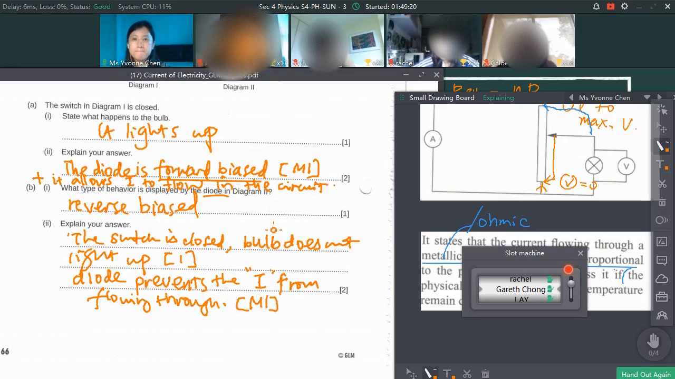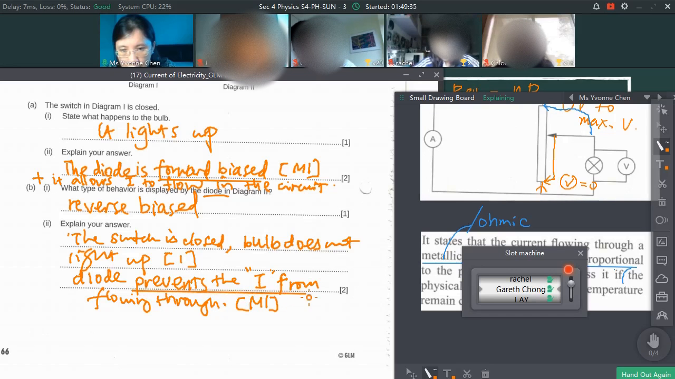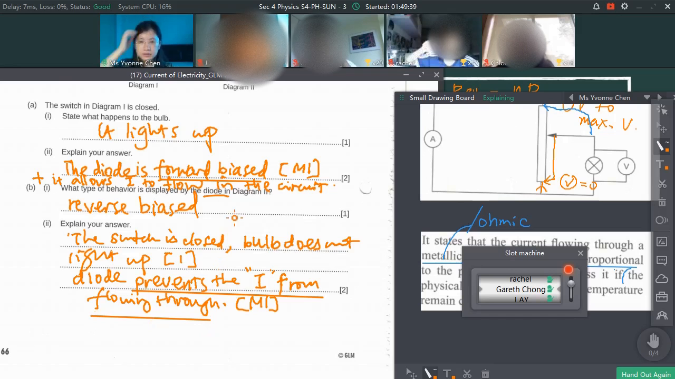Okay, so what are the keywords? For part 2, the keyword is mainly prevent. The diode prevents the current from flowing through. Okay, that's all.